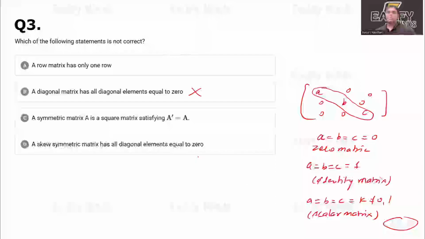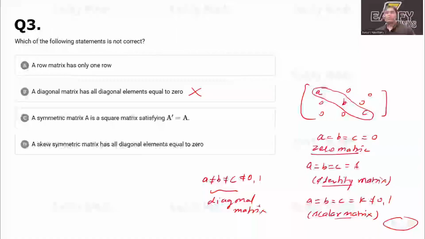For matrices, and especially for KCET questions, just remember the definitions. They will simply ask you questions based on definitions. So zero matrix, identity matrix, scalar matrix, and whenever the diagonal elements are not equal, and not obviously 0 and 1, then we call it a diagonal matrix. Clear? So B is the option we have.